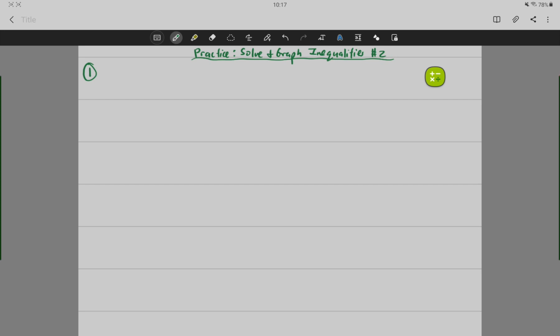Okay, number 1 says we have to list the first 3 integers that satisfy the inequality y is less than 0. What this means is we need the first 3 whole numbers that are less than 0. So think about it. If you had a number line and you had 0 and 1 here, well, what would you put to the left? So 1, 0, negative 1, negative 2, and negative 3. So that's choice B. The first 3 integers to the left of 0 would be negative 1, negative 2, and negative 3.